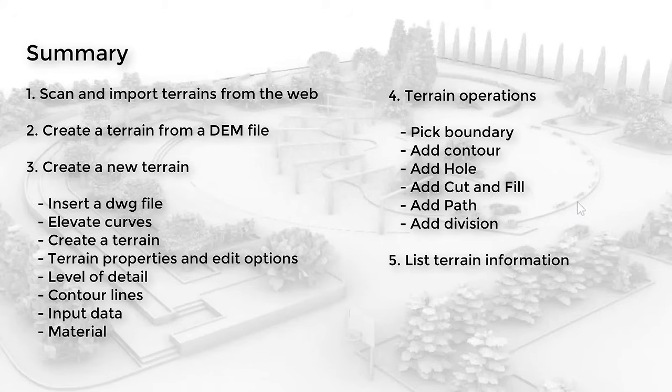We will run some operations to modify the terrain, such as picking a new boundary, adding a new contour as input data, a hole, a cut and fill, a path, and a subdivision. We will end by learning how to insert a list with terrain information such as areas and volumes.